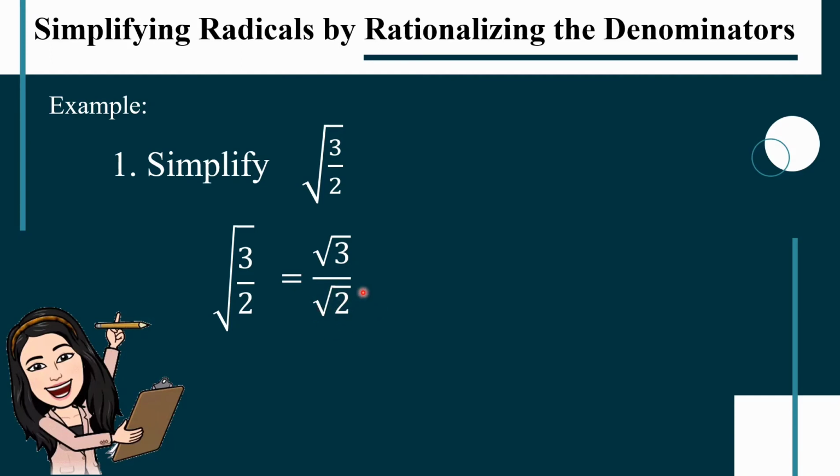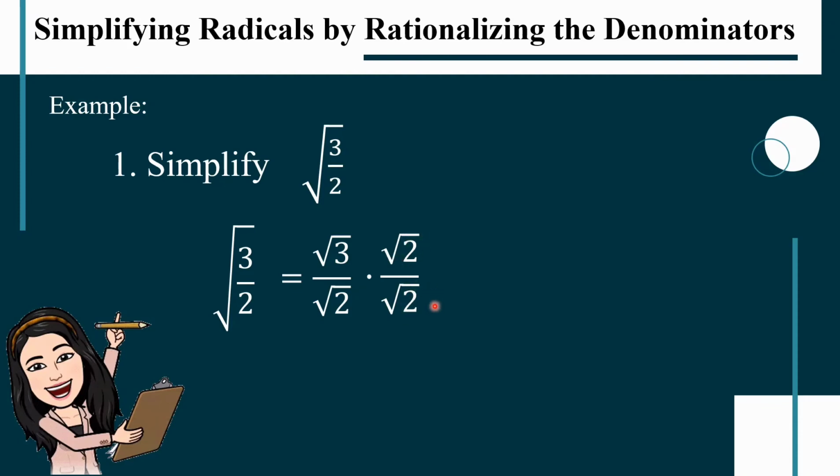So, how can it be removed? The radical in the denominator. So, we multiply both sides by a number or by a radical that would make the denominator a perfect square or perfect nth root. It depends on the index. Since our index here is 2, let us think of a number that will make it a perfect square. What do we multiply to 2 to make it a perfect square? Yes, that is 2. 2 times 2 is equal to 4, and 4 is a perfect square. So, therefore, let us multiply both sides by the square root of 2.